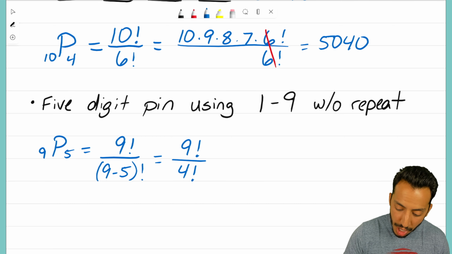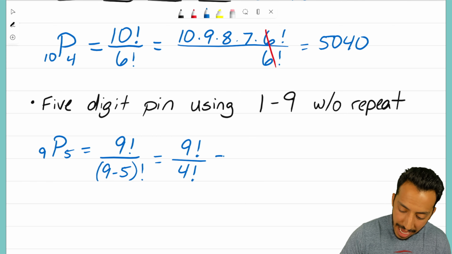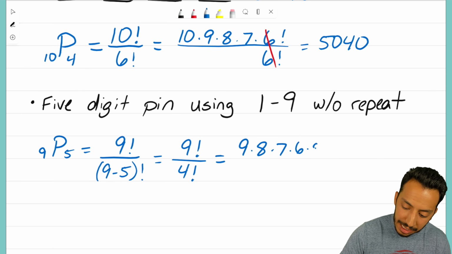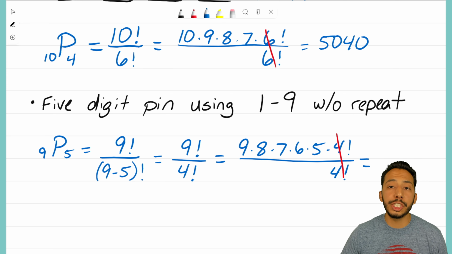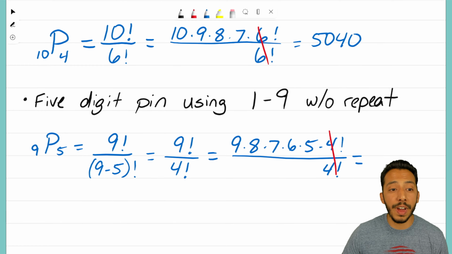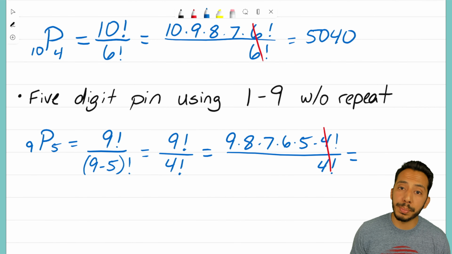9 factorial over 4 factorial. Again, you can do this by hand if you want. 9 times 8 times 7 times 6 times 5 times 4 factorial. That's going to end up over here canceling out, right? We want to get rid of those 4 factorials. You can get your calculator. You can punch in 9 times 8 times 7 times 6 times 5. You'll see what that number ends up being.